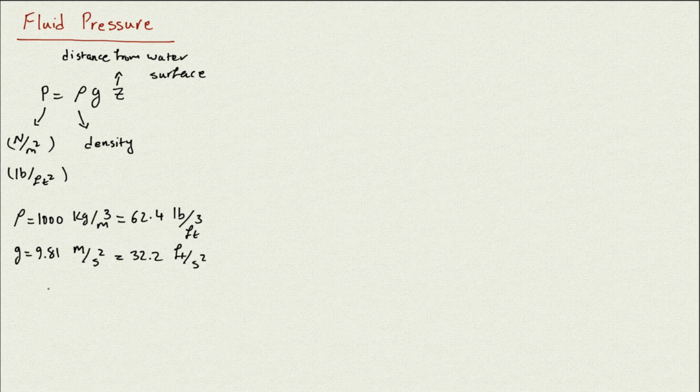So rho g. Remember, sometimes the rho g would be shown by gamma. If you see the gamma, it's just the rho g, and it's called the specific weight. So sometimes they just show it with that.